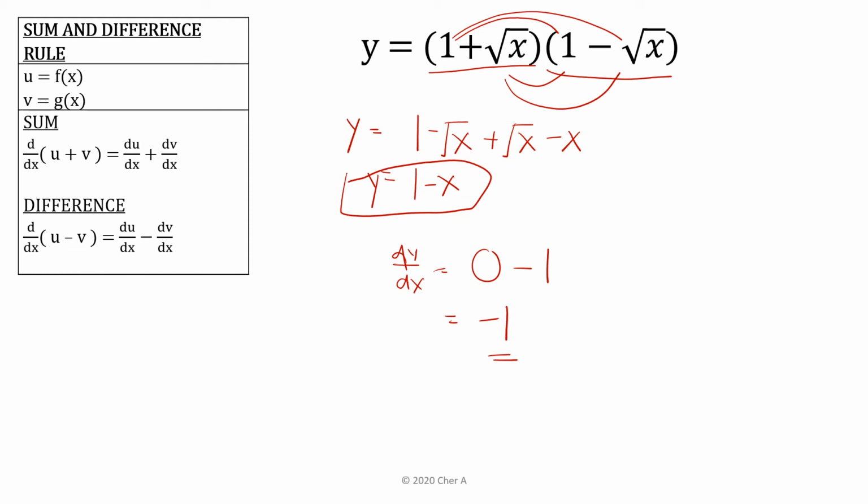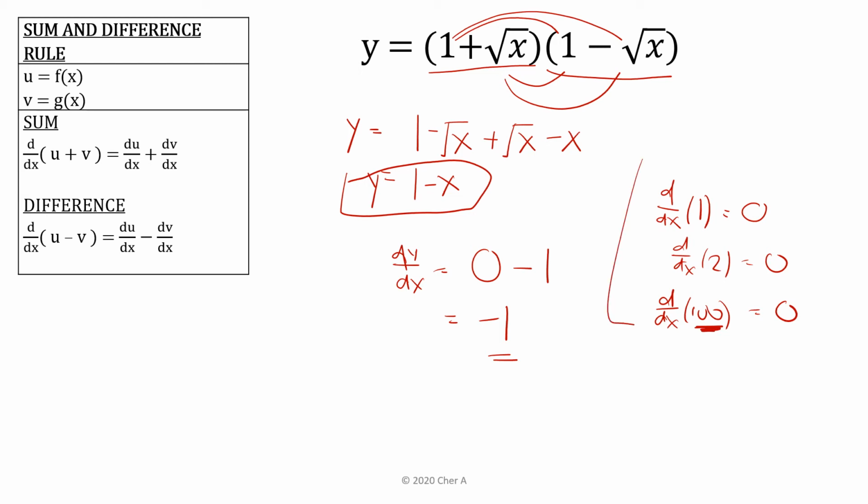Let's look at differentiating 1. How did I get 0 earlier? So when we differentiate a constant, we will always get 0. If we differentiate 2, we will get 0. If we differentiate 100, we will also get 0. As long as it is a constant, we will differentiate it to get 0. So this is something that you need to remember.